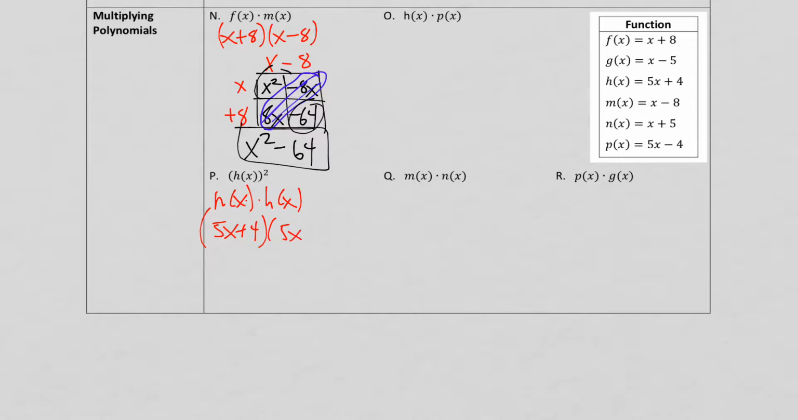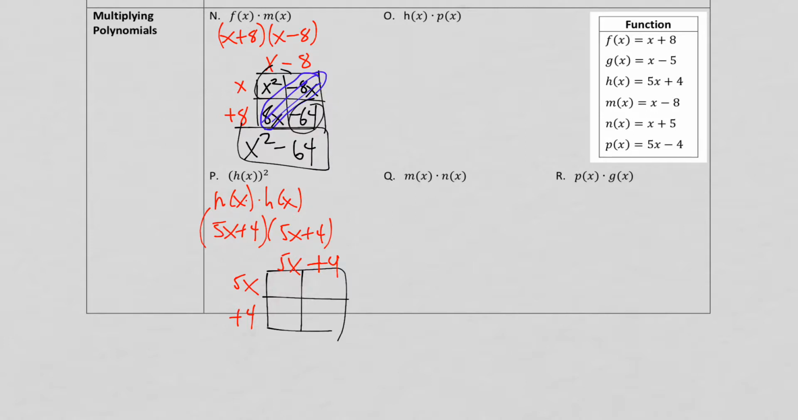times 5x plus 4. So again, it's a 2 by 2 problem where I put 5x and then plus 4 here on the side and 5x plus 4 here over the top in this case, because they're the same thing. So 5x plus 4 here and on top as well. So I fill it in.